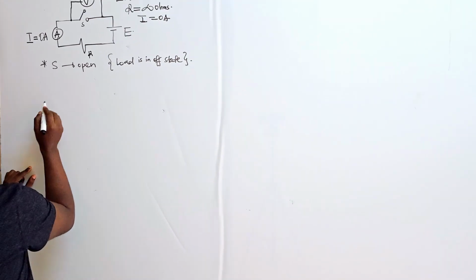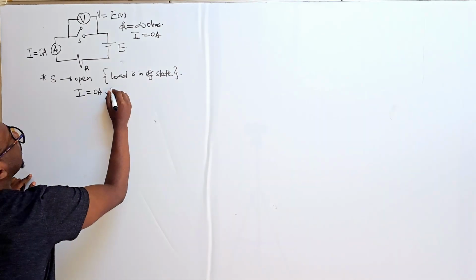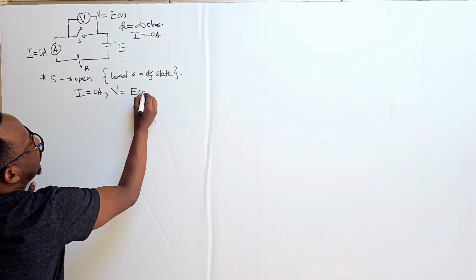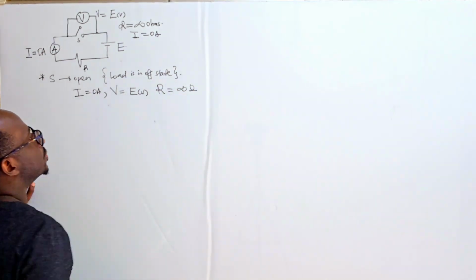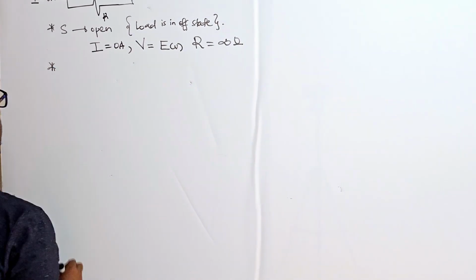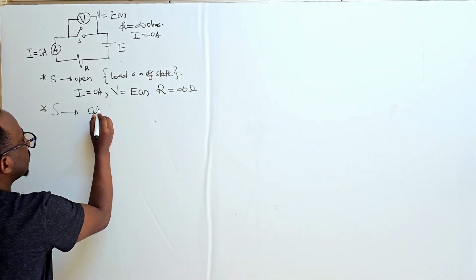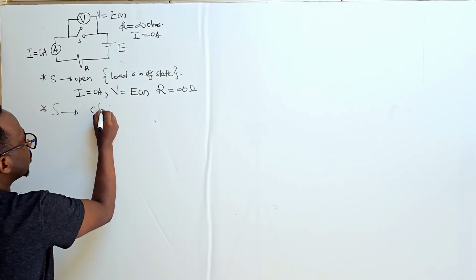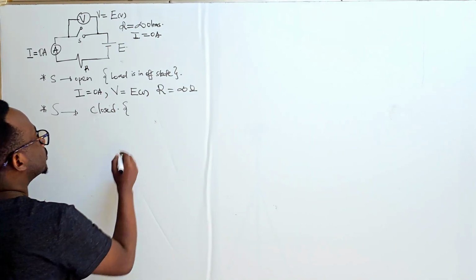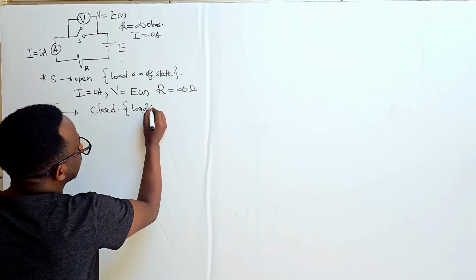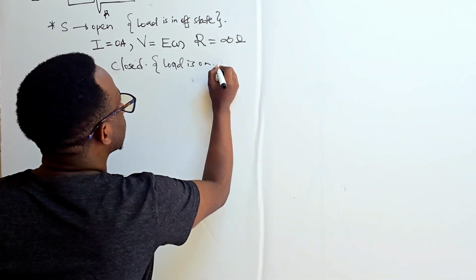So that is scenario 1. Here we're seeing I is equal to 0 amps, V is equal to E volts, and R is equal to infinity ohms. So let's go for the next. Let's first look at the second scenario when S is closed now. Fully closed. So it's a closed switch, right? So the load is on.